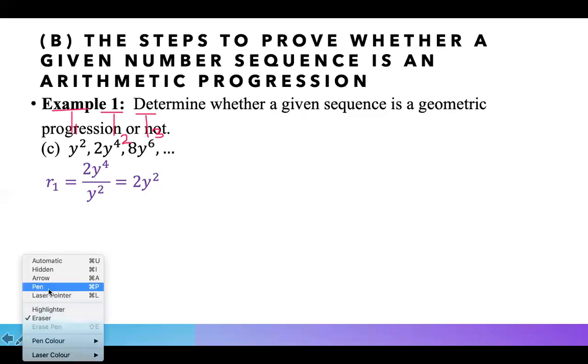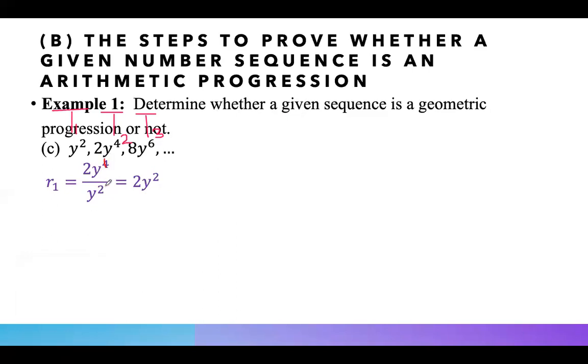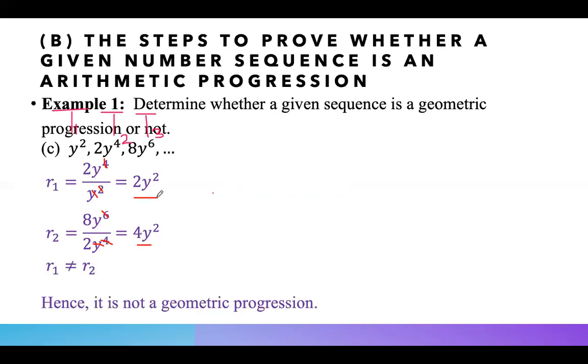So you divide this one, and you get 2y square. Then R2, the ratio number 2, is 8y to the power of 6 divided by 2y to the power of 4. So you divide, and you get y square, and then 8 divided by 2, you get 4. So you can see here R1 not equals to R2. Therefore, it is not a geometric progression also.